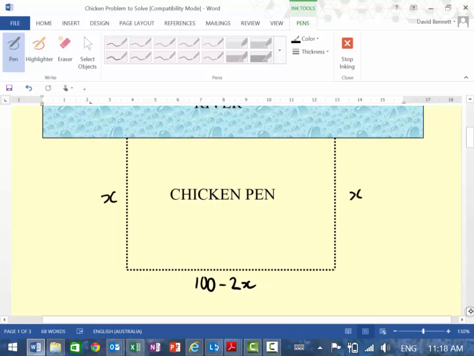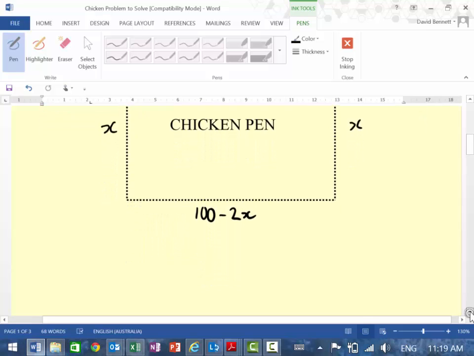We could use some examples. If we make x equal to 10, it's going to be 10 by 80, isn't it? 10 by 80 is going to be 800 square metres. If x is equal to 20, then that'll be 20 by 60. If x was equal to 30, it'd be 30 by 40. Got the idea? So you get different sizes based on the value of x. It's a bit of a trial and error way. That's how you would have to do this up to now to solve that.